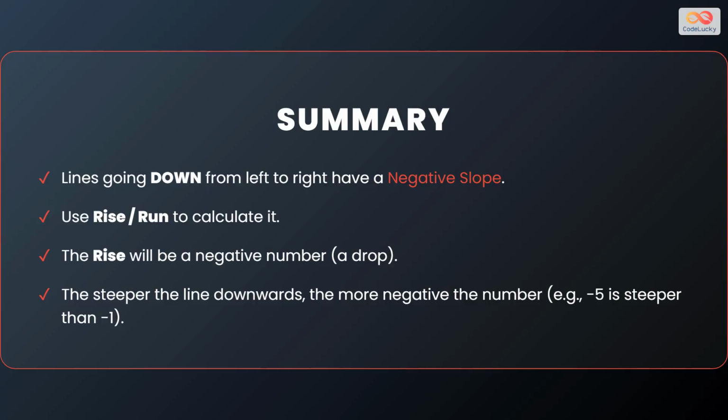Remember these key points. Negative slope means the line goes down from left to right. When calculating, your rise will always be a negative number.